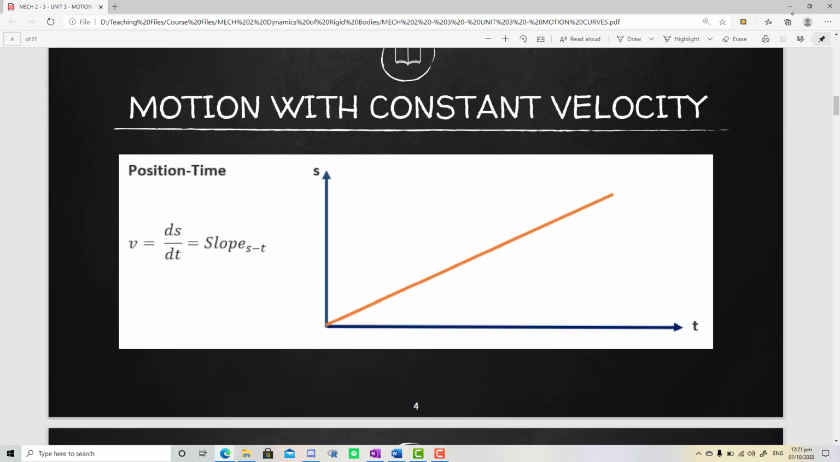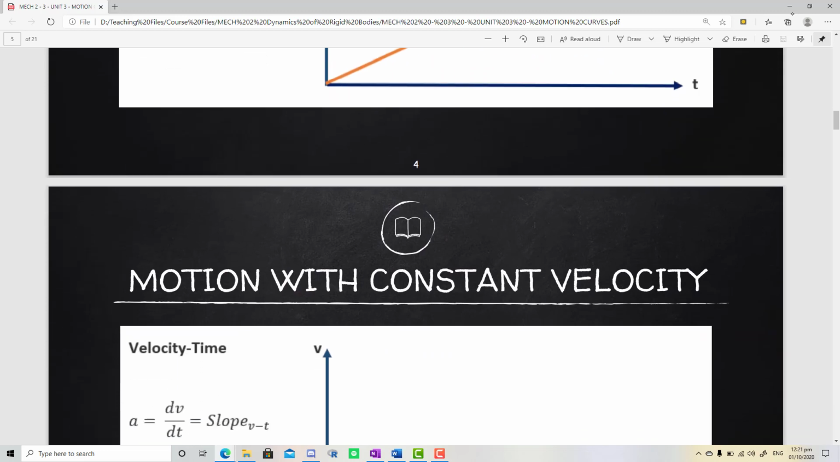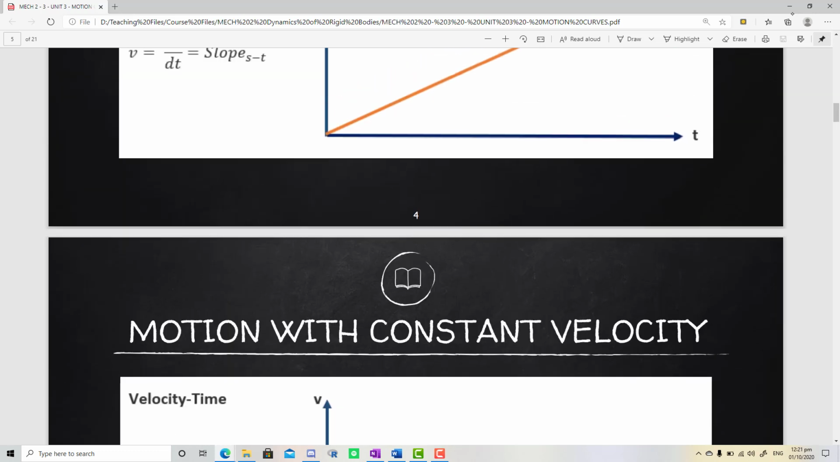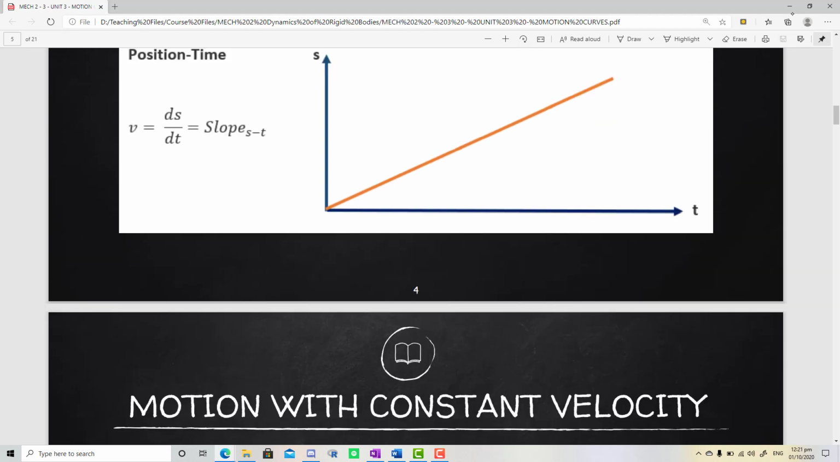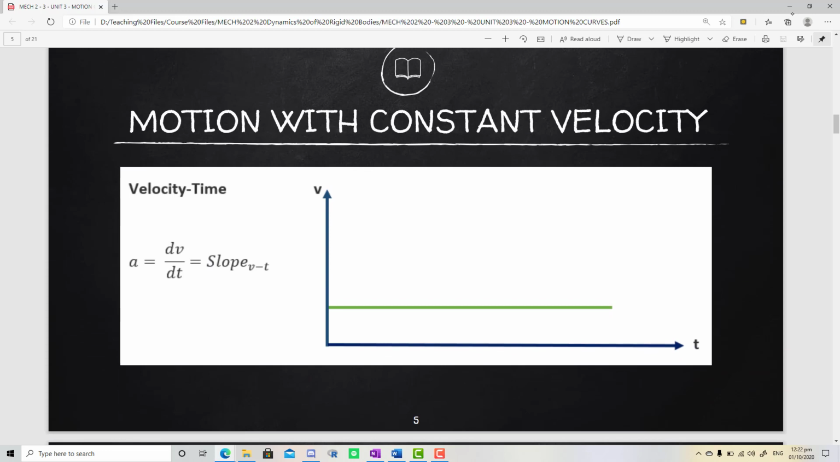From position to velocity, we will differentiate. To differentiate it, the curve will look like this. You have your velocity on the y-axis and your time on the x-axis. So from the position time curve, you arrive with your velocity time curve. Which makes sense because the velocity is constant. So the value of our velocity does not change.